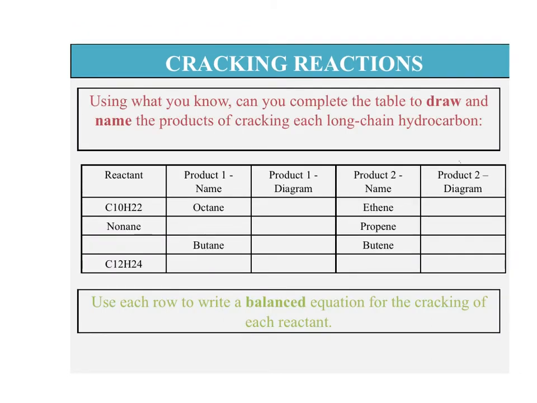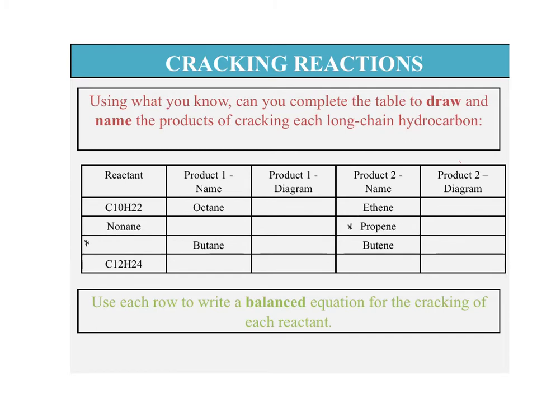So again, we've got this table for you to fill out. Using what you know, can you complete the table to draw and name the products of cracking in each long chain hydrocarbon? So have a go. I've given you most of the information. You just need to draw lots of them. Maybe do a little bit of maths for the second one. Figure out what goes in the 3rd row. And then for the 4th one, it's up to you what products you produce.